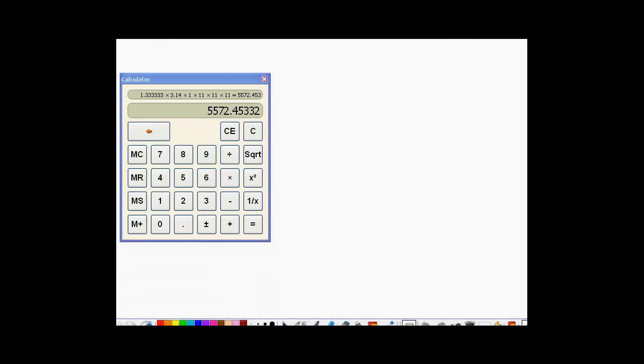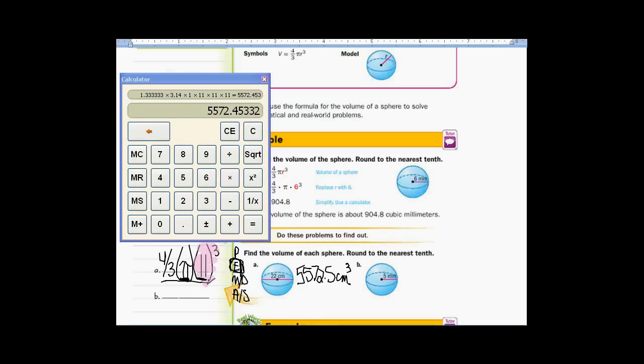575.5, and what just happened there? Okay, got that part figured out.